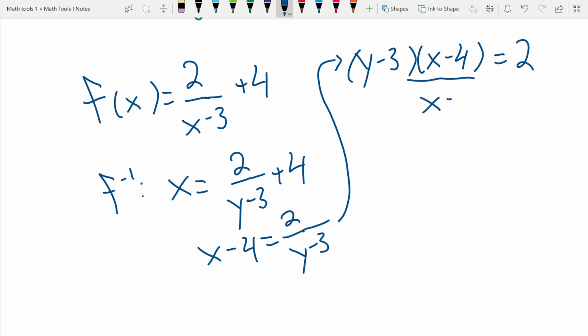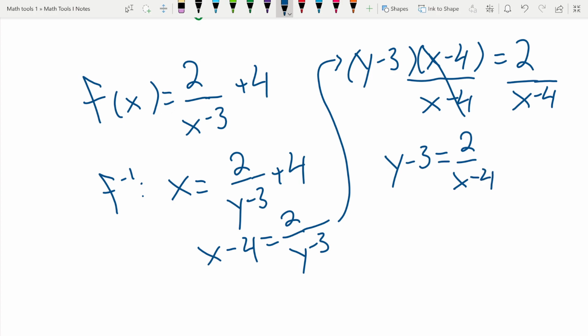Instead, we're going to bring the x term over. Divide both sides by x minus 4. So we have y minus 3 equals 2 over x minus 4. And then we simply add 3 to both sides. So this is the inverse.